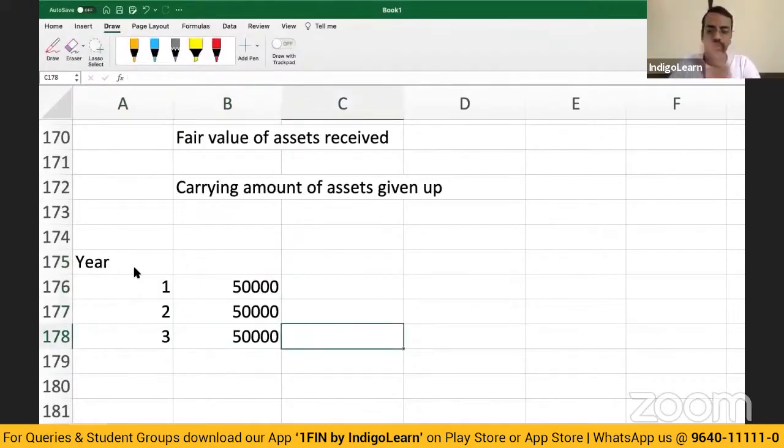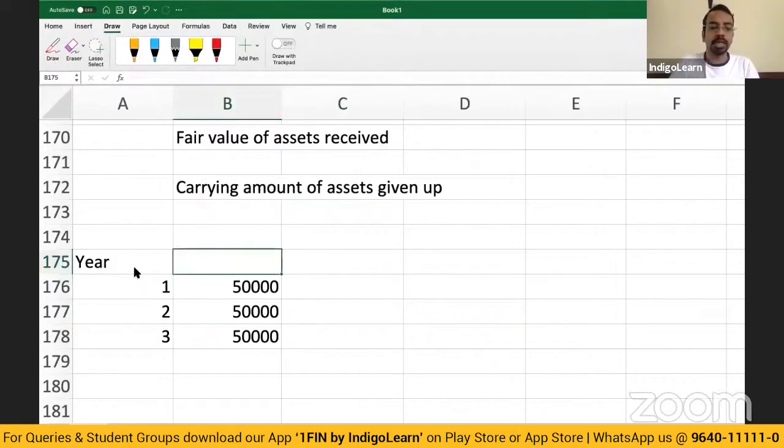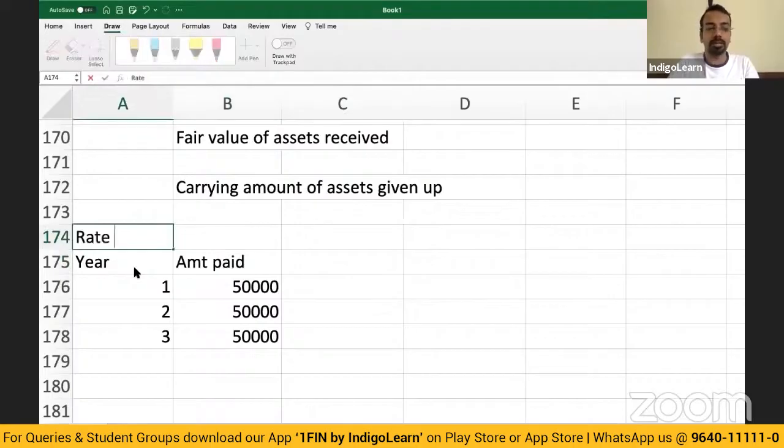There is no advance payment, for example. Just assume that there is no advance payment. These are deferred credit terms which are given by the supplier. And assume that the implicit rate of return or internal rate of return in this transaction is 10%. Or otherwise, you can calculate the cash price and find out the IRR. That is also possible. I am not getting into all of that.